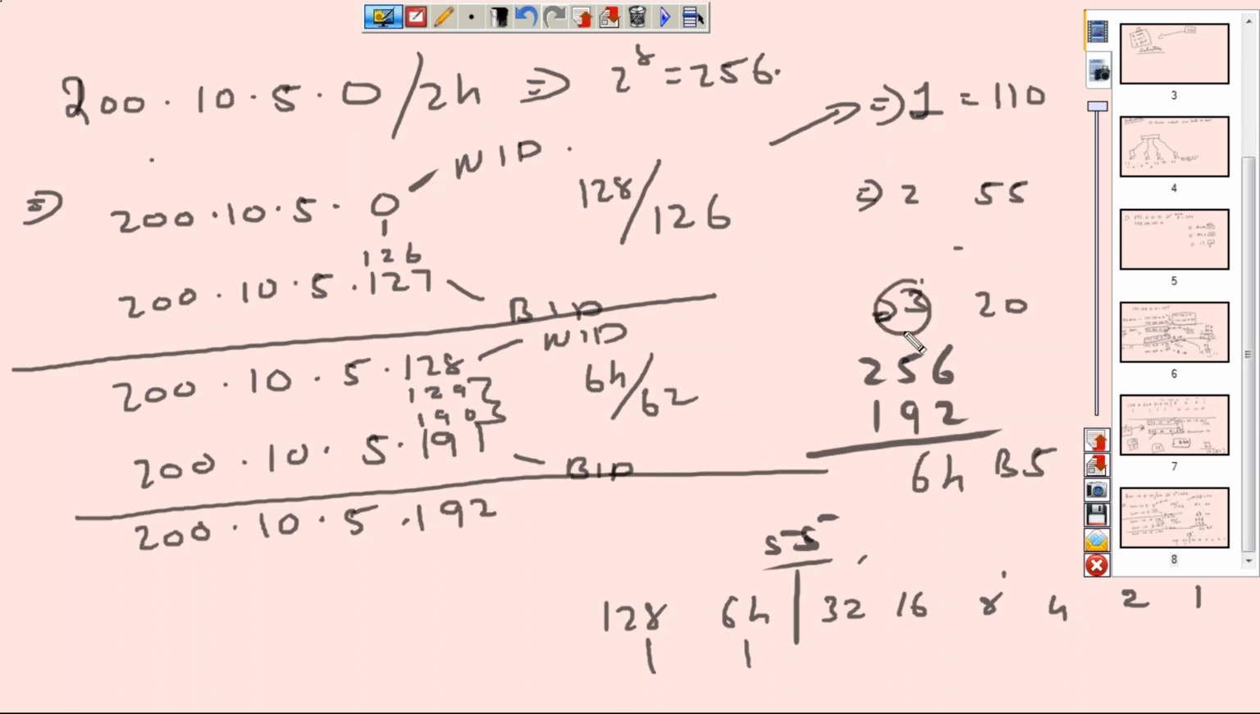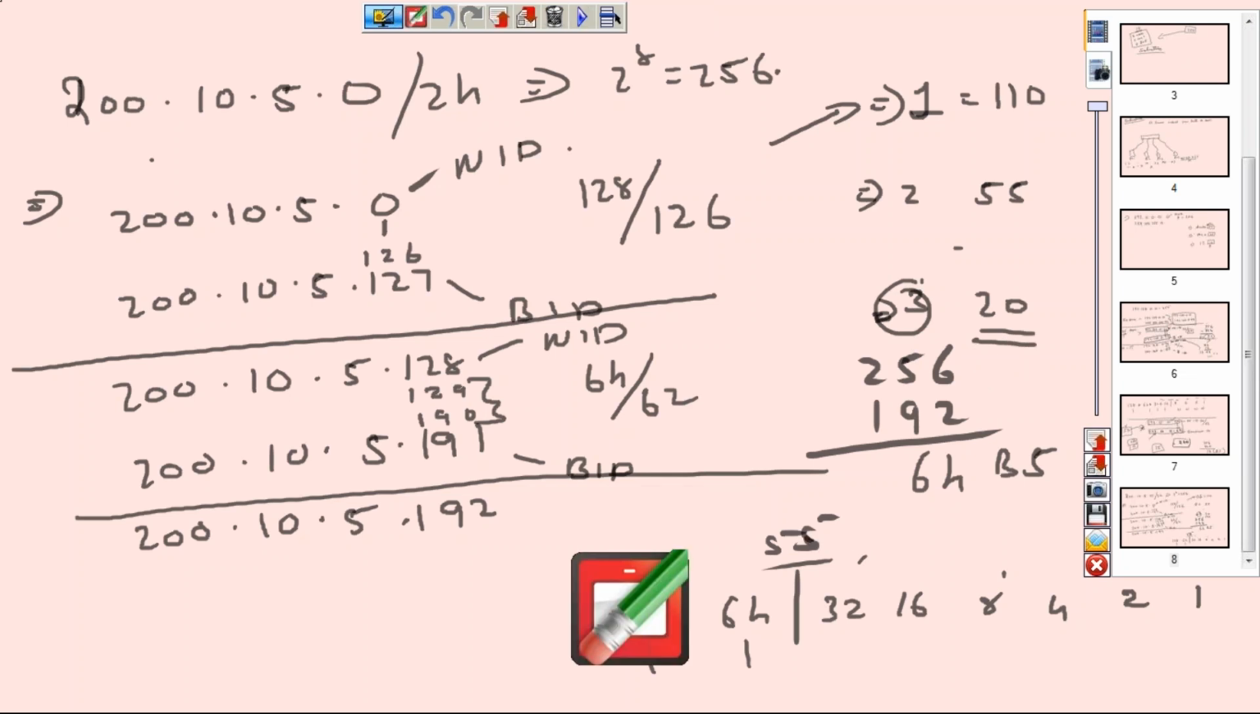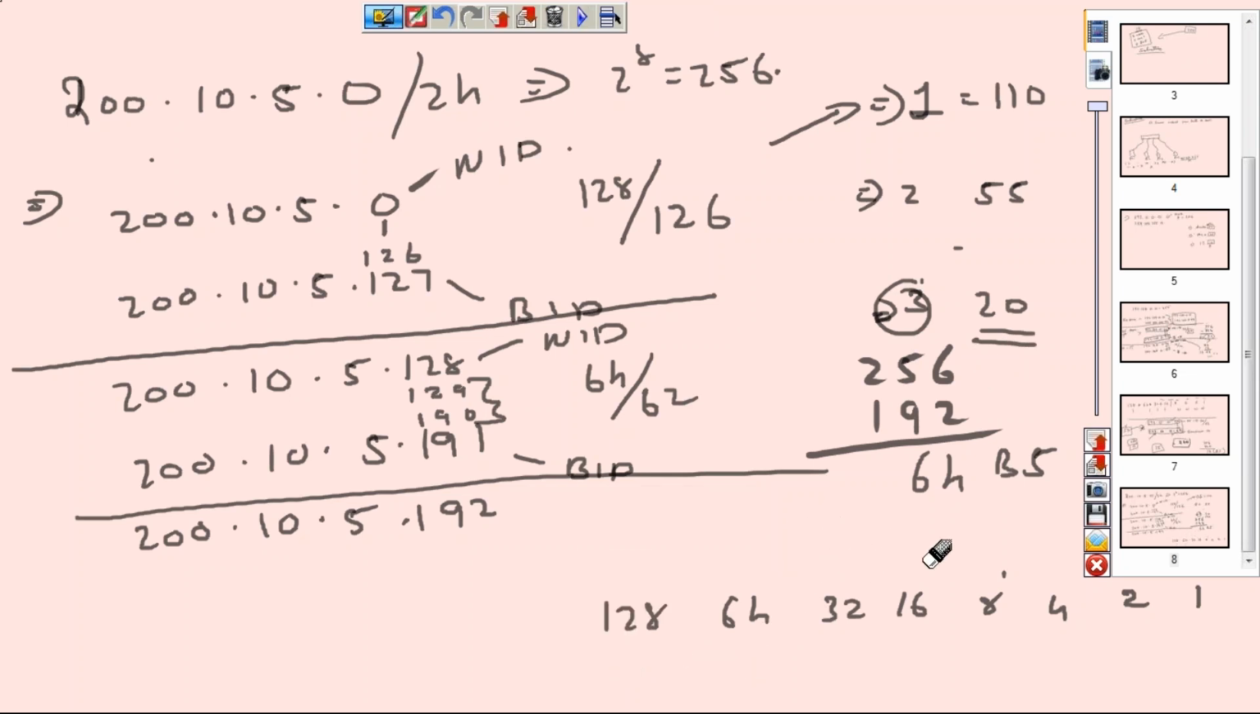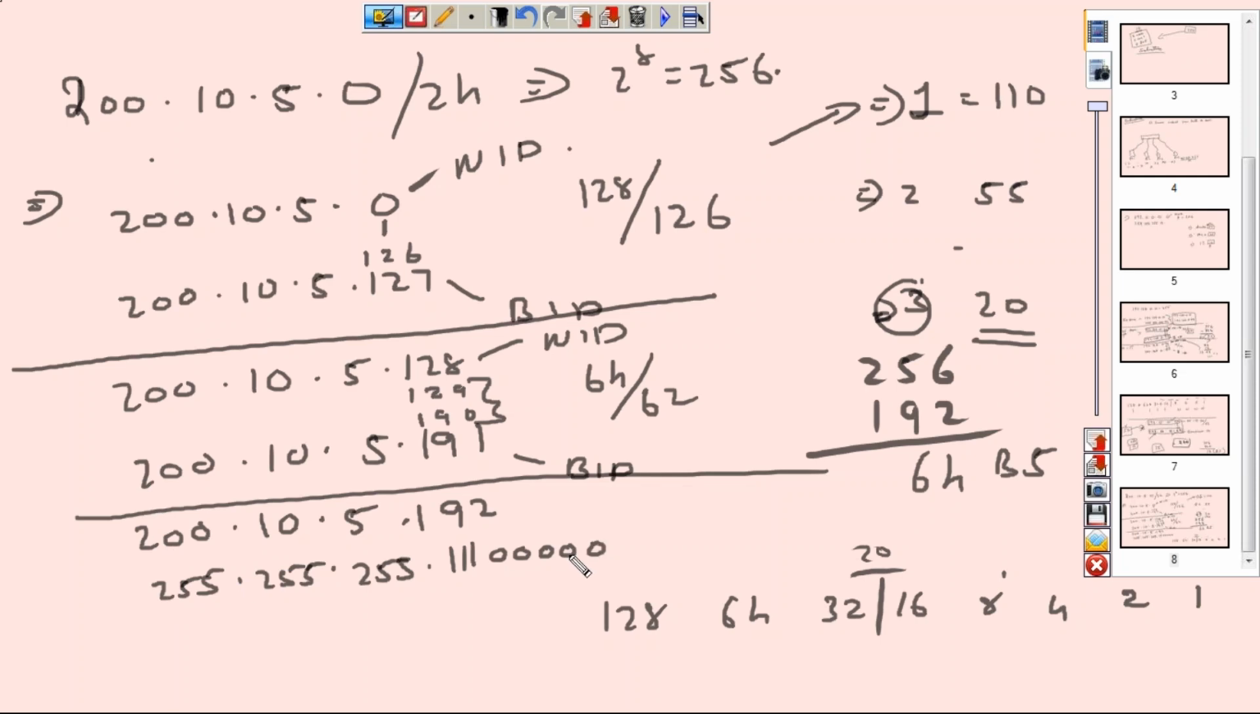What is our requirement here? 20. How many bits does it take to make a size of 20? 5 bits. 5 bits for the host. Whatever we don't need, we're sending to the network side, right? Yes. So that's 111.